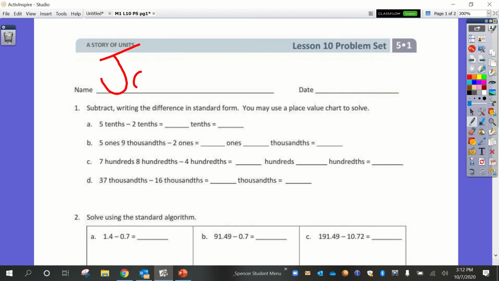We are practicing subtracting of decimals. So, let's read the directions for the first part. Subtract, writing the difference in standard form. You may use a place value chart to help.